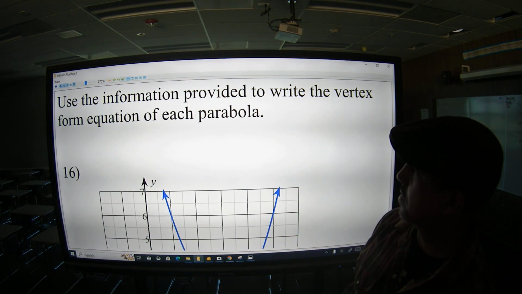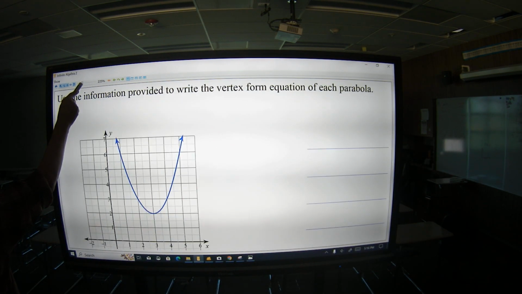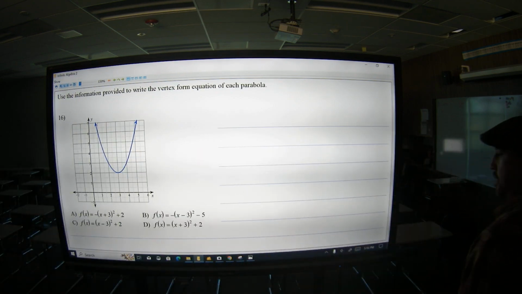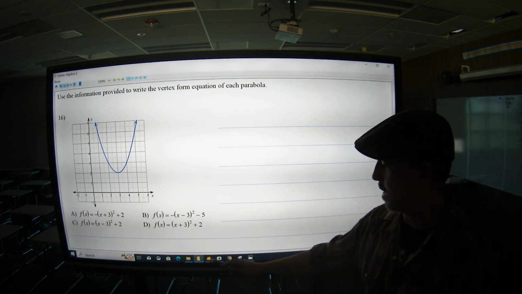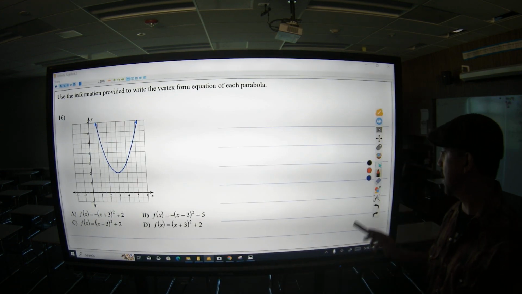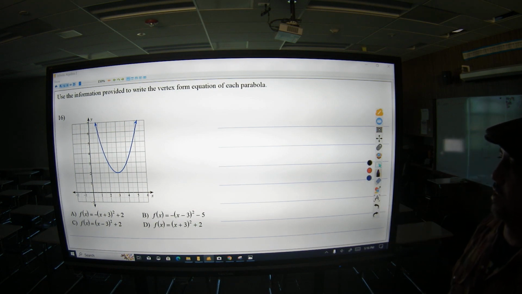And here we are talking about graphing. These multiple choice questions are one way for me to check for understanding. Instead of just giving you the equation and telling you to draw the graph, now I'm giving you a graph and telling you to give me the equation.